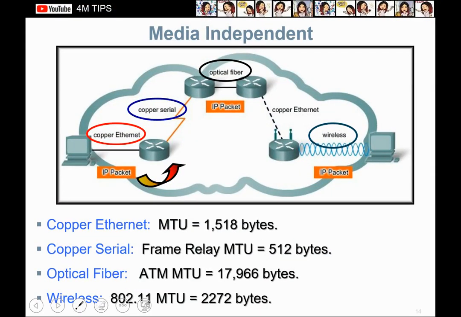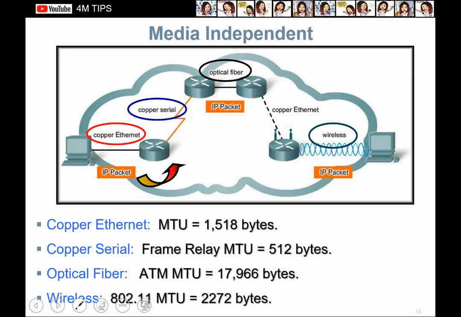So for example, copper cables MTU size will be 1518 bytes. And if you are using the copper serials, your MTU size will be 512 bytes. That means when you use the copper series, the maximum transmission unit, especially when you use frame relay, is just allowed up to 512 bytes only.